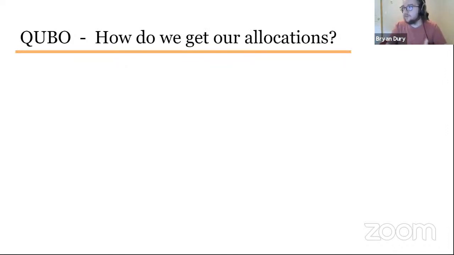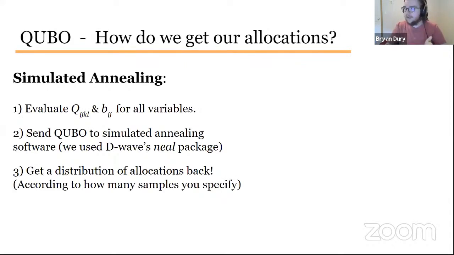We should address the question of, well, how do we get our allocations from our cost function? So we chose to use simulated annealing. And if we're using simulated annealing, it's actually quite easy to get your allocations at the end of the day. All you have to do is evaluate your coefficients for all of your variables, take your final QUBO cost function and feed it into a piece of simulated annealing software.